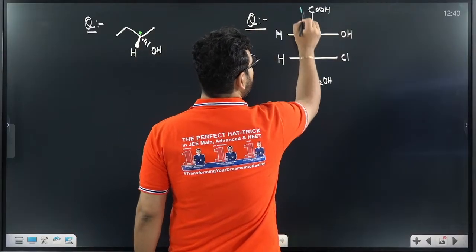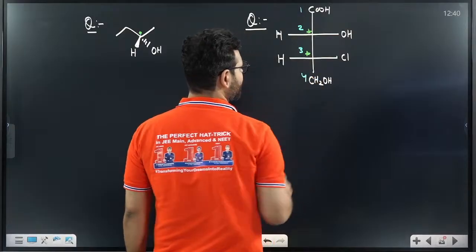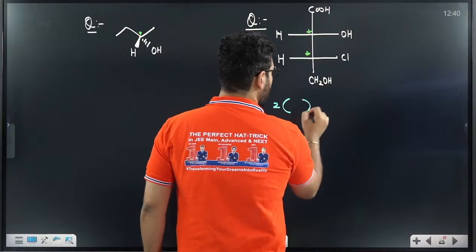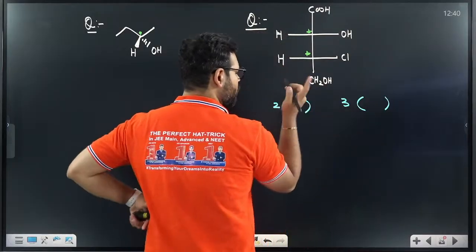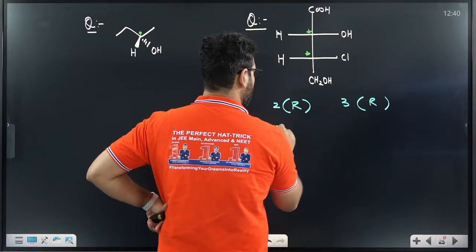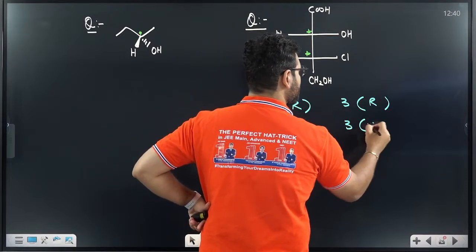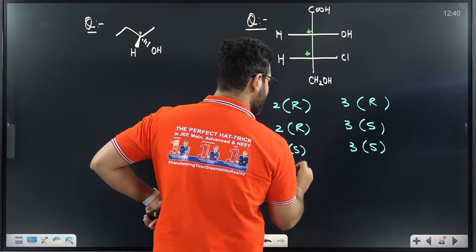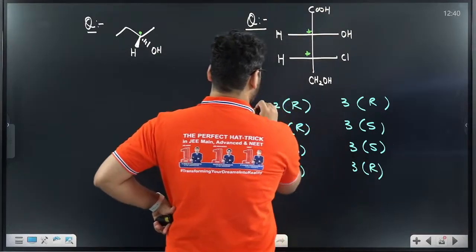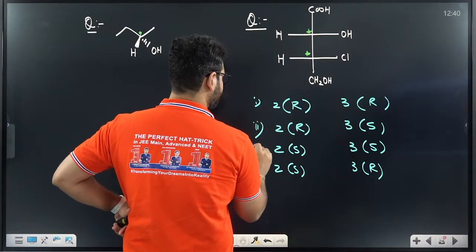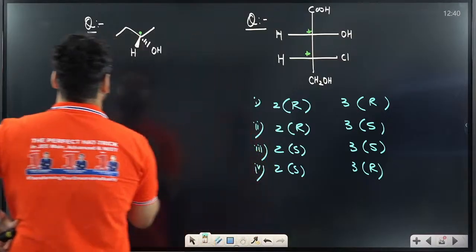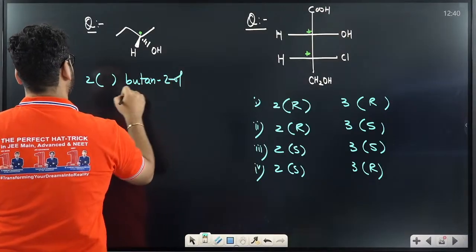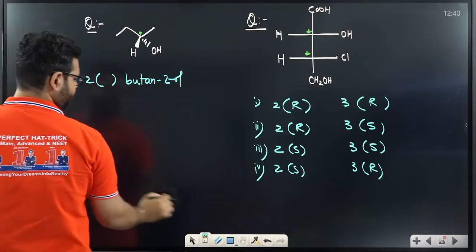So it is first carbon, second carbon, third carbon, fourth carbon, numbering of carbon according to IUPAC nomenclature. I am asking, it is 2 what? Four options are there: 2R, 3R; 2R, 3S; 2S, 3S; or 2S, 3R. Choose the correct option here. And what is this? 2-butan-2-ol. Name it.